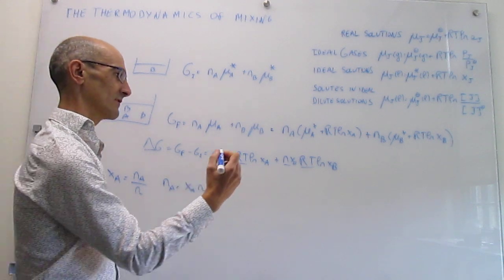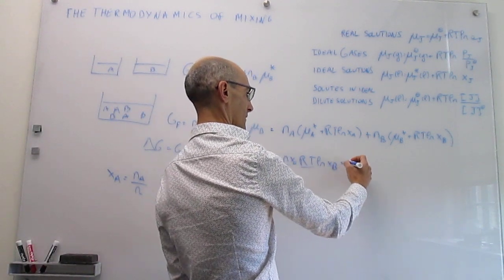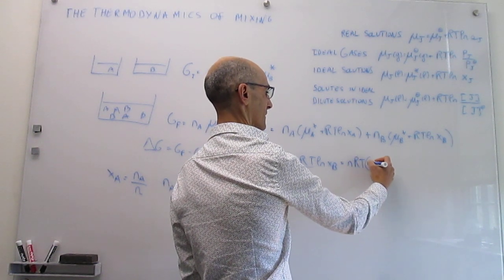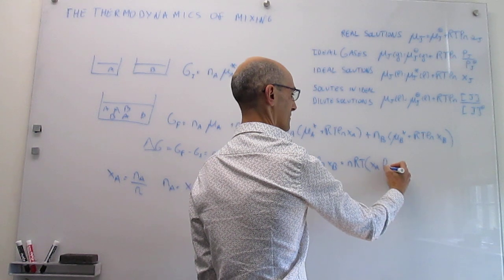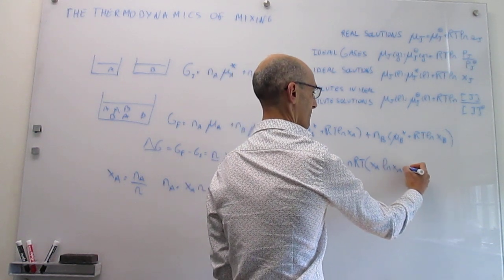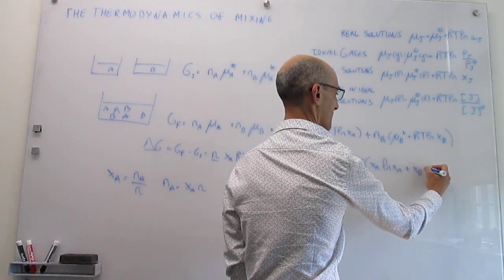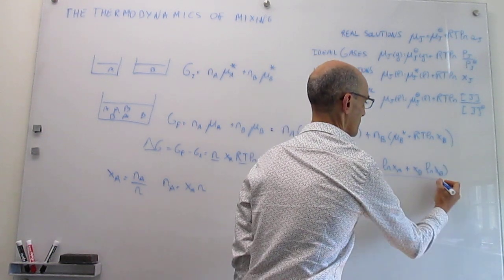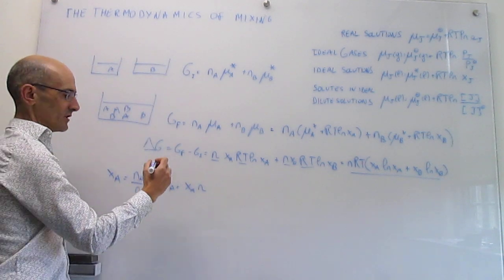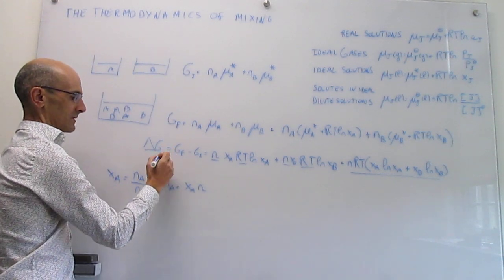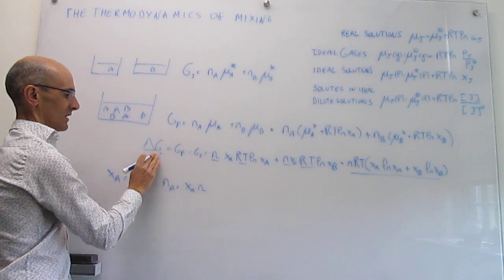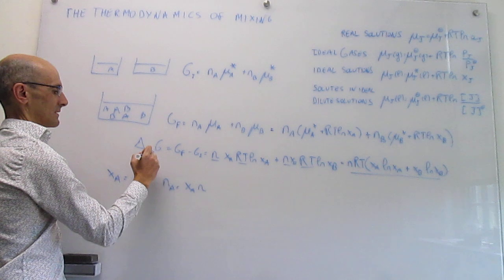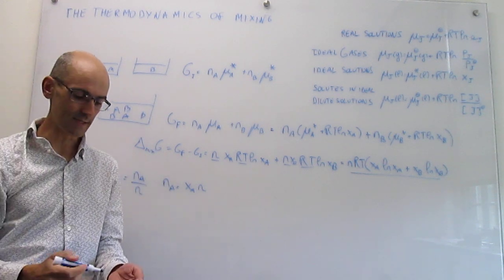And then find the final expression here. So let's see if I can do this quickly. nRT, common factor of x_A natural log of x_A, plus x_B natural log of x_B. Okay, this is your final expression for the change in Gibbs energy upon mixing. So we can call this Δ_mix G. Okay, so I can write this like that, Δ_mix G. Alright, so let's think about the sign here.